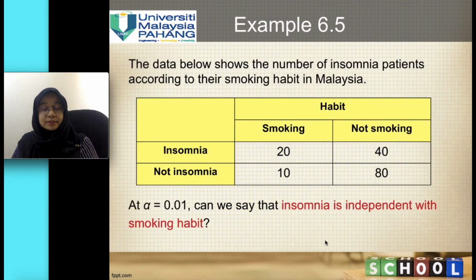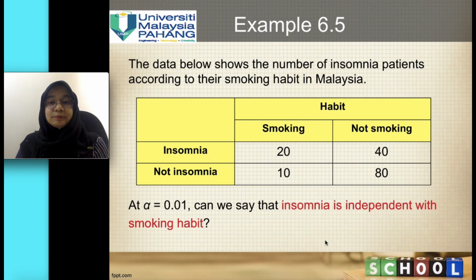Okay, example 6.5. The data below shows the number of insomnia patients according to their smoking habit in Malaysia. Okay, insomnia can be divided into 2, insomnia or not insomnia. Smoking habit is also divided into smoking and not smoking. Okay, at alpha 0.01, can we say that insomnia is independent of smoking habit?